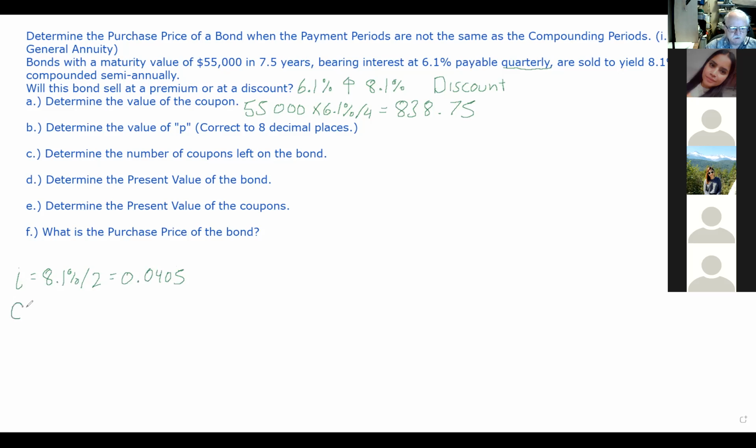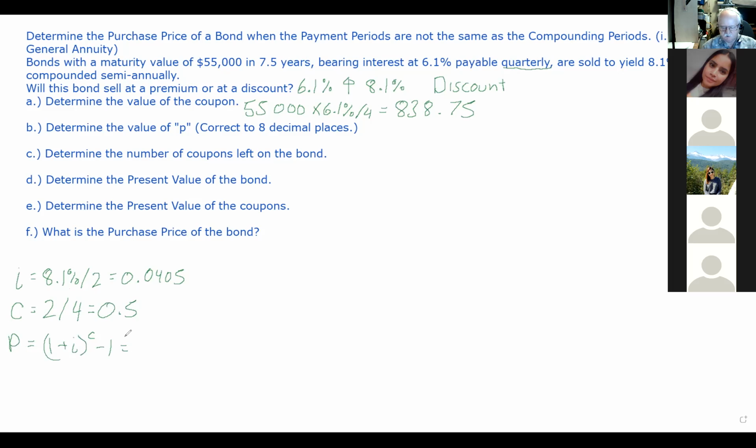We need to know C, which is equal to the compounding, which is 2, and the coupons being paid are quarterly, 4. So C just equals, no, not 2, C just equals 0.5. And so P equals (1 plus I) to the power of C, minus 1. So let's figure out what that is and store it.